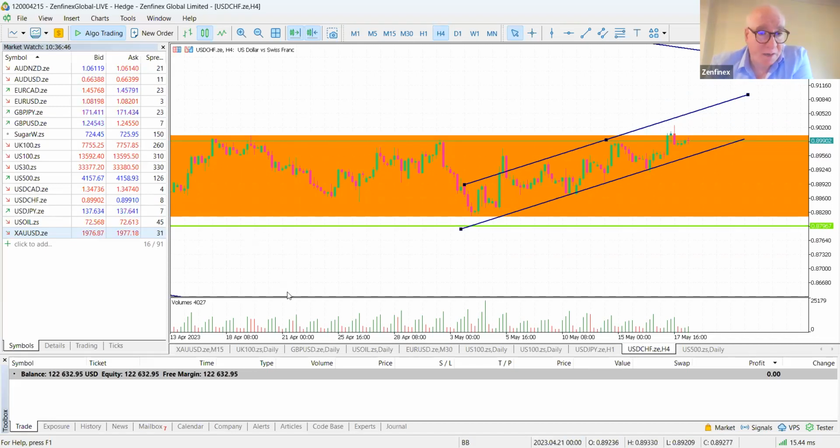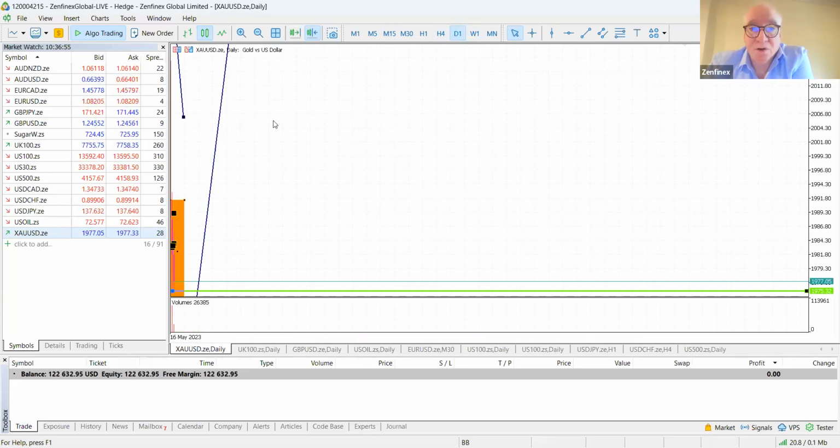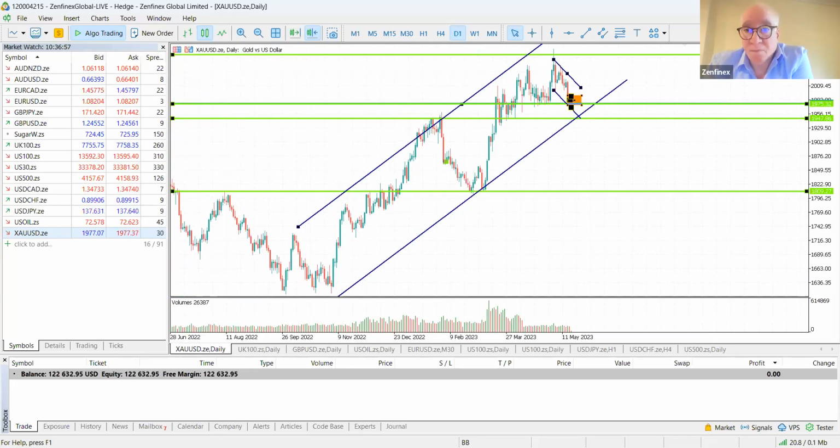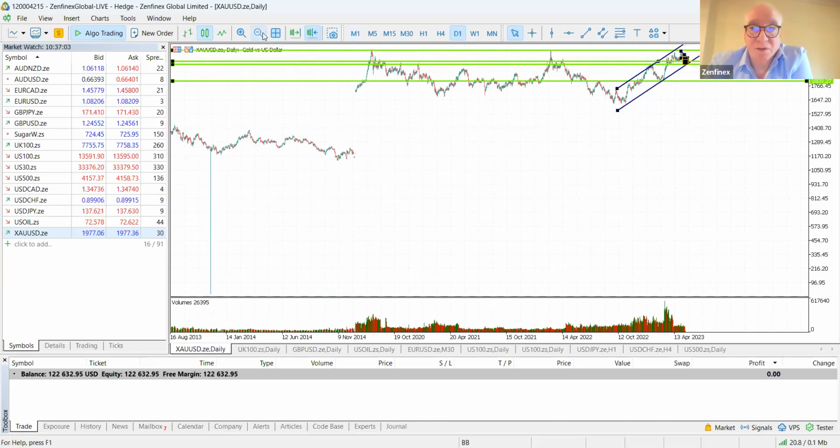I think the request that I had was, can we have a look at gold? I think we've already looked at gold, but I'll quickly go back over it. So we looked at the longer term perspective, right? We drew this, I think it's a triple top actually. Let me just go out a little bit. Yeah, triple top.